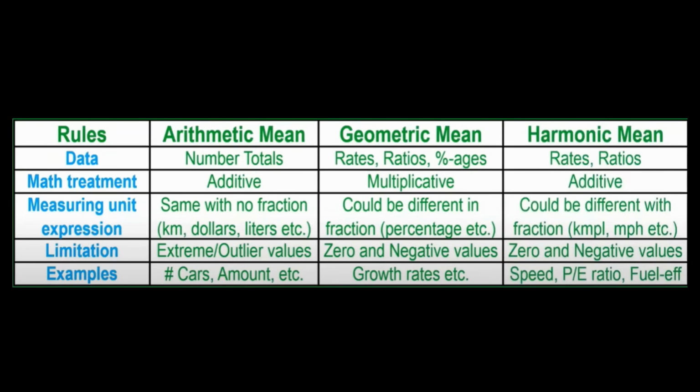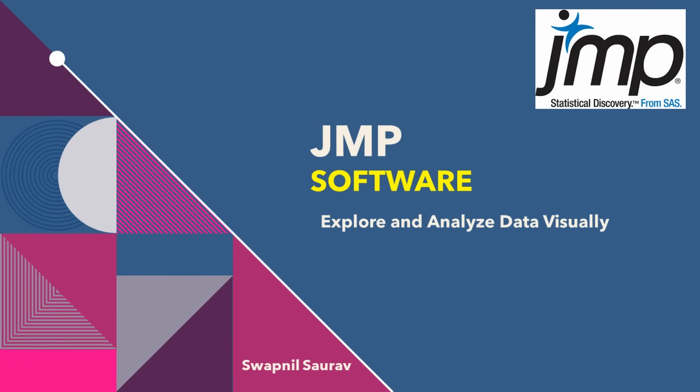When you have data like total numbers, arithmetic mean is best. But when you have ratios, percentages, use geometric mean. When you have ratio, rate, when you talk about fuel efficiency, it is distance traveled by fuel. In such cases, use harmonic mean. The purpose of this video was to make you understand the usage of this metric in data analysis. We will stop here and see you in the next video.